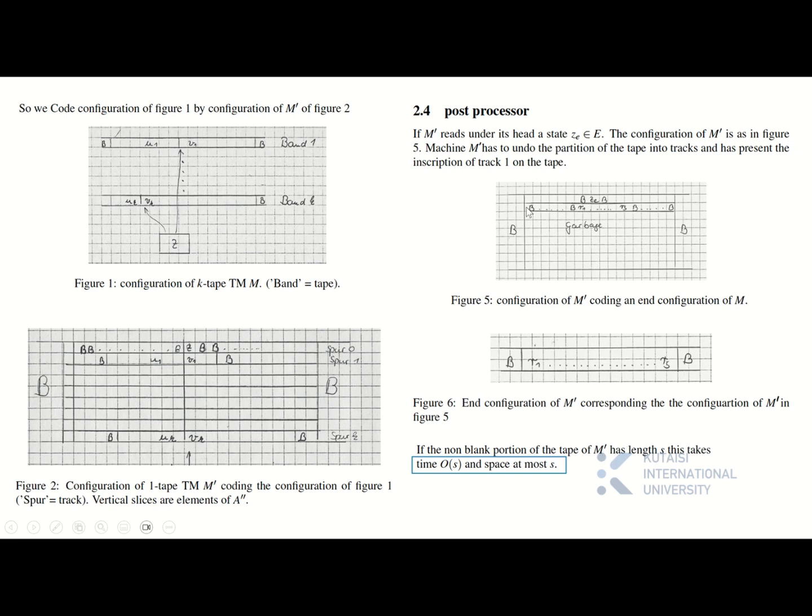Because you just have to go through everything, erase, and then once you see anything on track 1, you just print it to a bigger version of it, right? Because it's also available in your alphabet. So that was also very quick.